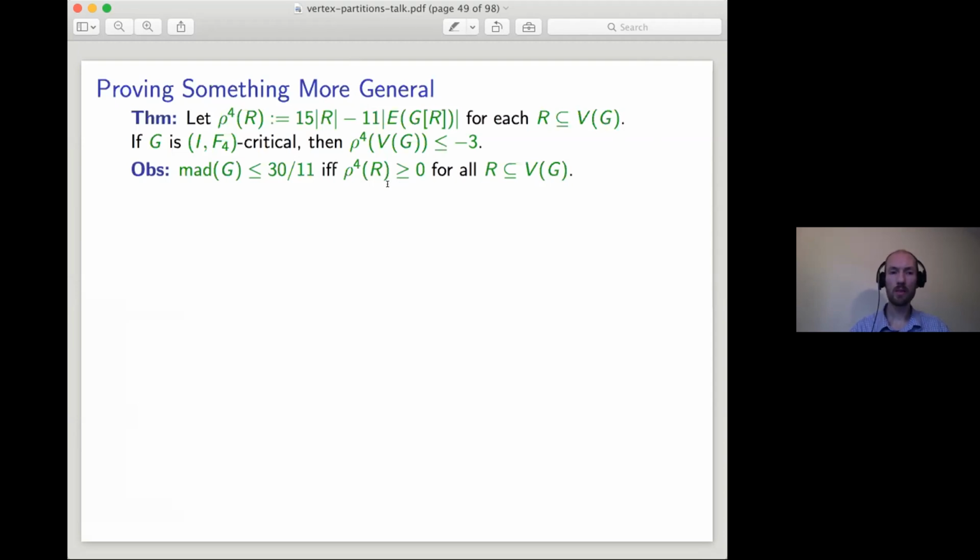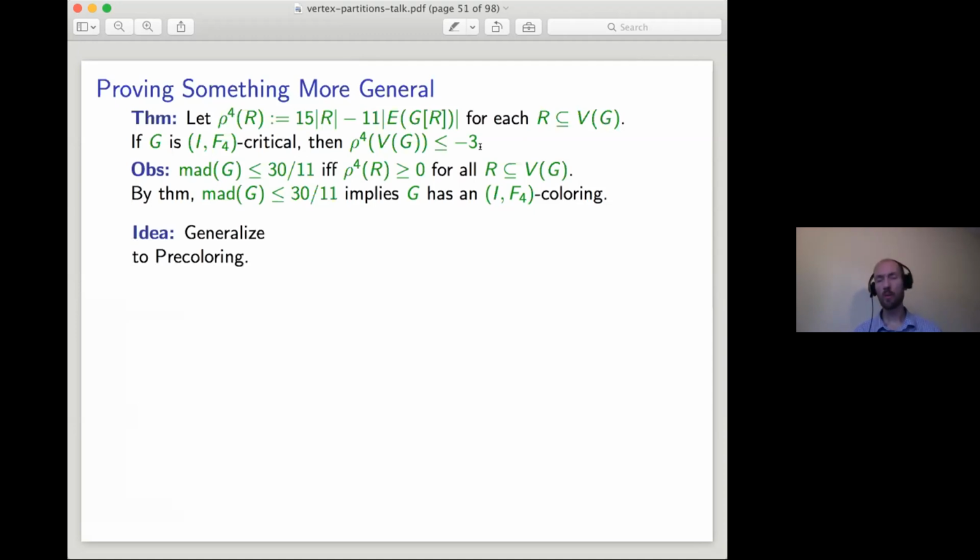Okay. So what we want to do is, if we can prove this theorem, then it will immediately imply this result for max average degree. And it's a similar thing for each choice of k. Right, so if you have this, then your potential is always non-negative, and then by the theorem, you can't contain a critical subgraph, and so you'll have the coloring that you want. So what are we going to do? What we really want to do to facilitate the proof by induction, we want to allow pre-coloring. So that means that we're going to say that some vertices are forced to be colored I and some are forced to be colored F.